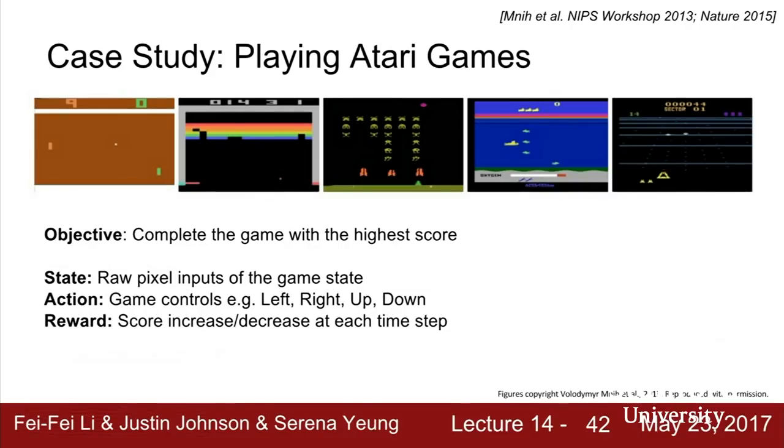Let's look at a case study, one of the classic examples of deep reinforcement learning where this approach was applied. We'll look at the problem we saw earlier of playing Atari games, where our objective is to complete the game with the highest score. Remember, our state is the raw pixel input of the game state, and we can take actions like moving left, right, up, down, or whatever actions the particular game has. At each time step, our reward is the score increase or decrease at that time step, and our cumulative total reward is the total we usually see at the top of the screen.